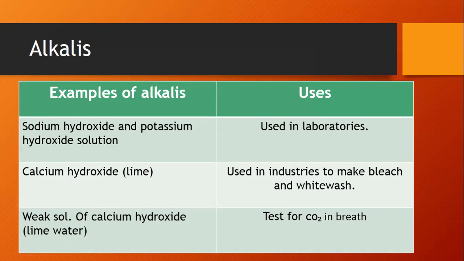I'm going to repeat one more time, and if you have a problem, just raise your hand. We are taking the examples of the alkalis. What are the examples that we are going to talk about? Sodium hydroxide and potassium hydroxide. What are their uses? They are used in the lab. What about calcium hydroxide? Calcium hydroxide is used in industries to make bleach and whitewash. What about the weak solution of calcium hydroxide? It's used to test for the presence of carbon dioxide gas.